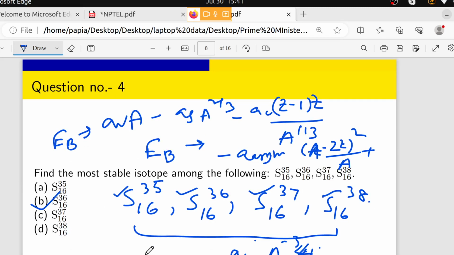So for knowing the most stable isotope, we have to calculate the binding energy per nucleon for each of the isotopes, and the isotope which gives the largest binding energy per nucleon will be the most stable isotope among all of them. That is the main thing for that question.